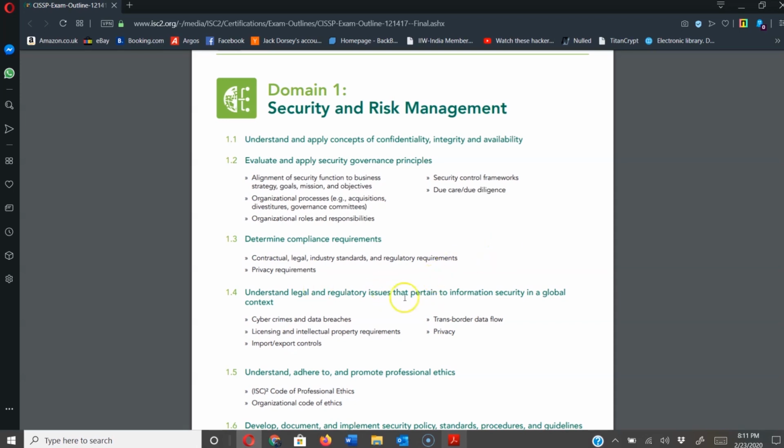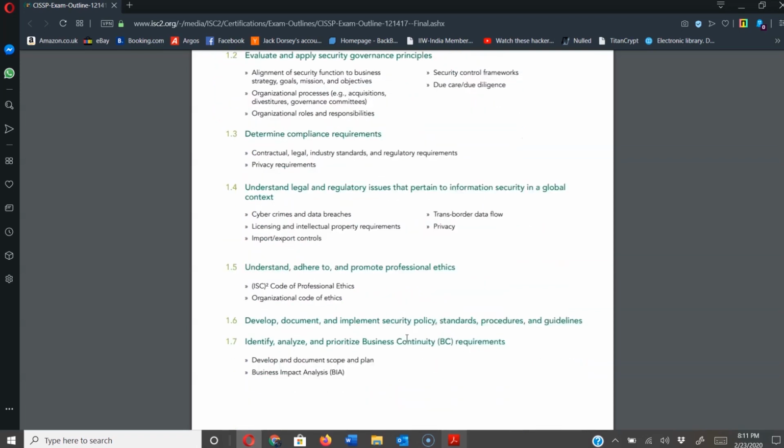You're looking at legal and regulatory issues like cyber crimes and data breaches, licensing and intellectual property requirements, and so on and so forth. And it will also include ISC Square's Code of Professional Ethics. Now, this is a document apart from the 8 domains that we have talked about. Thus, what does this document talk about? This is the prescription from ISC Square of professional ethics for a cybersecurity professional.